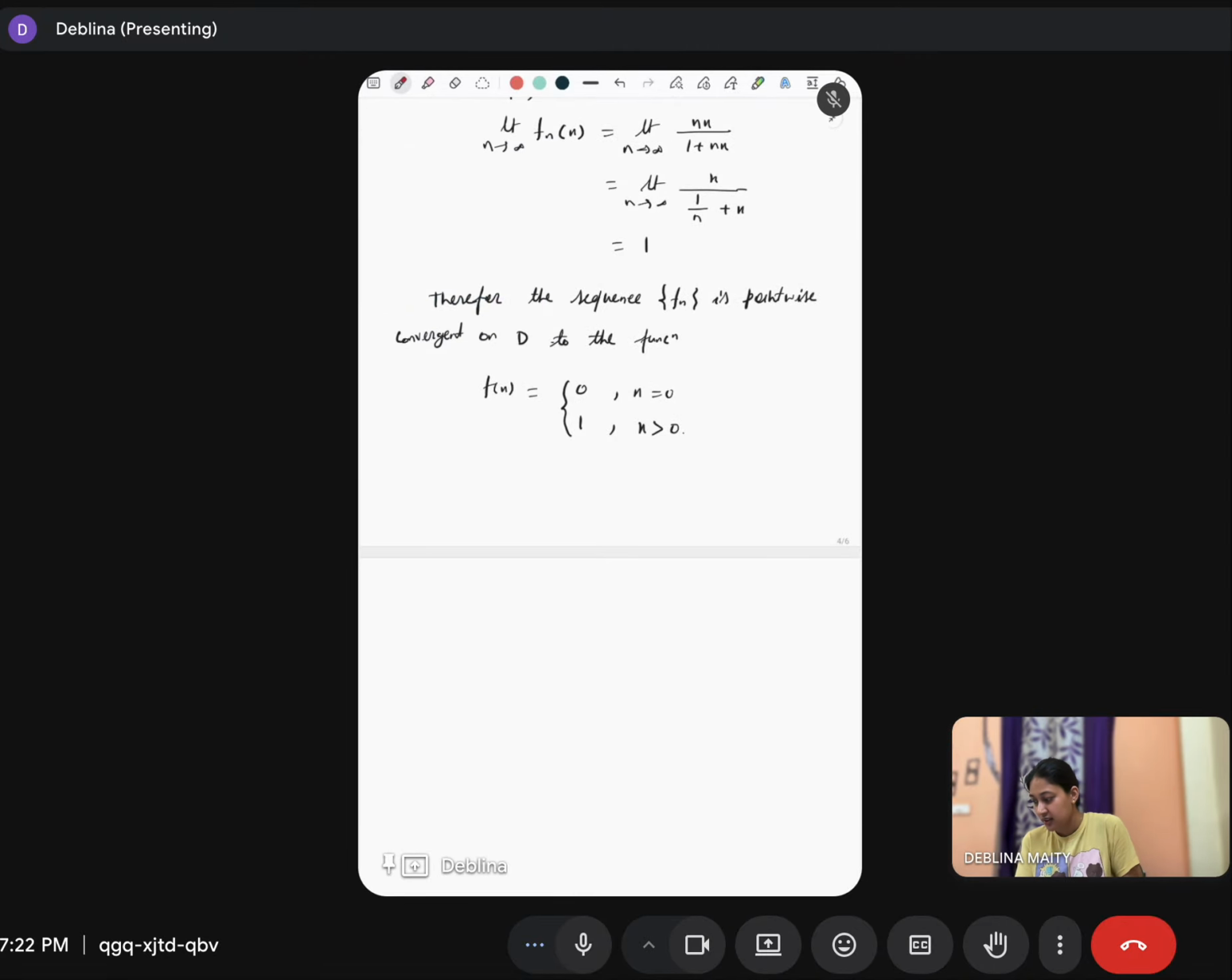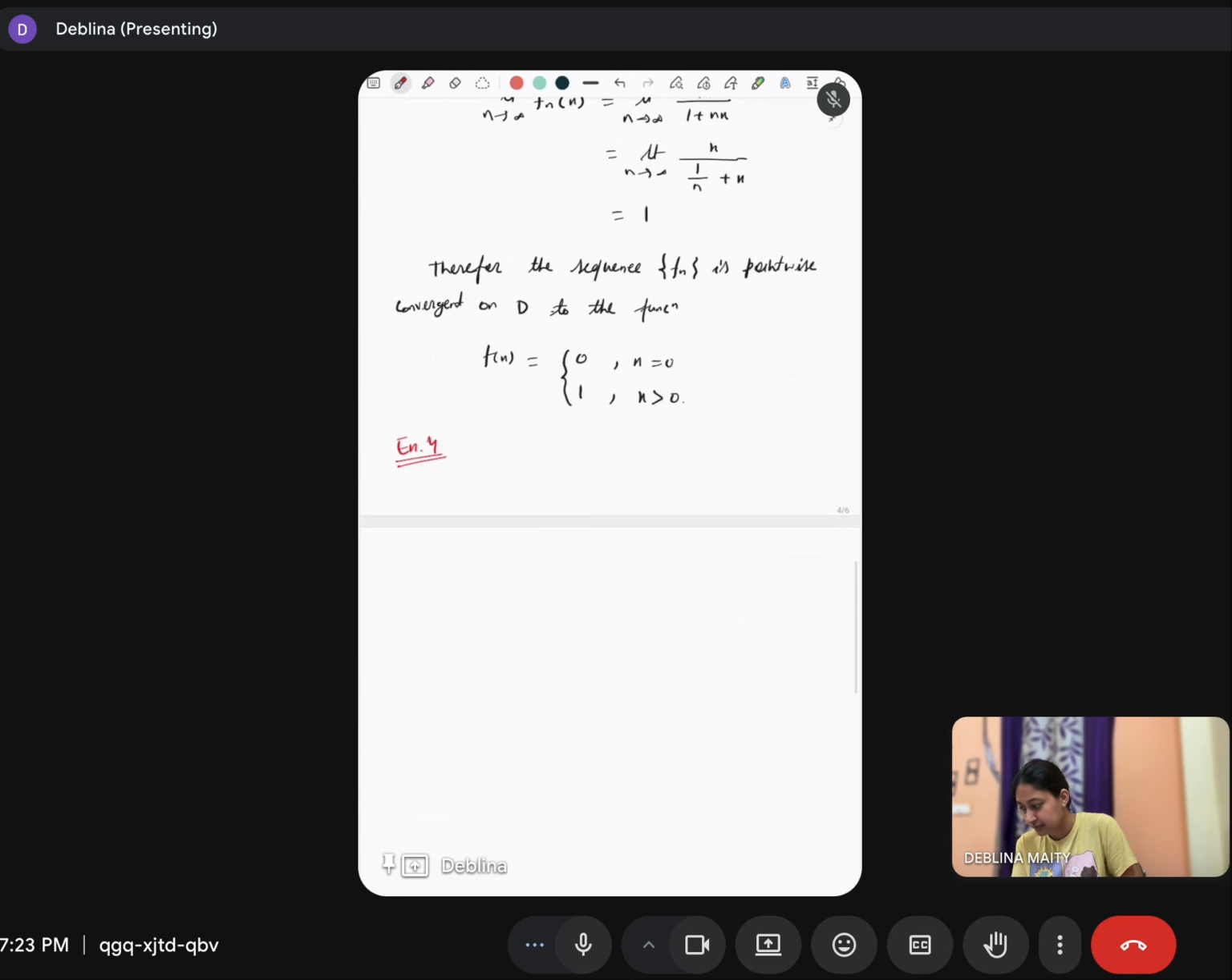Okay, so let's see another example. Example 4. Let f_n(x) be sin(nx)/n, where x belongs to R. Now what is this? It's a pointwise convergent function, with a pointwise limit function.